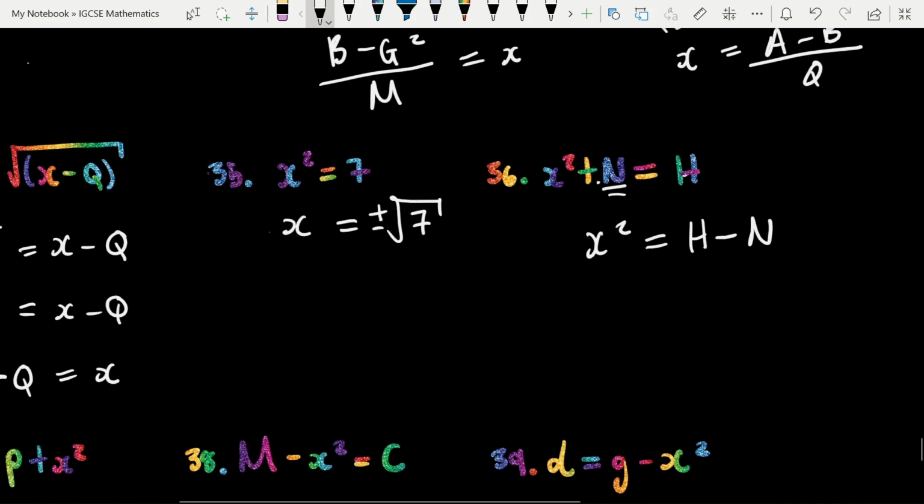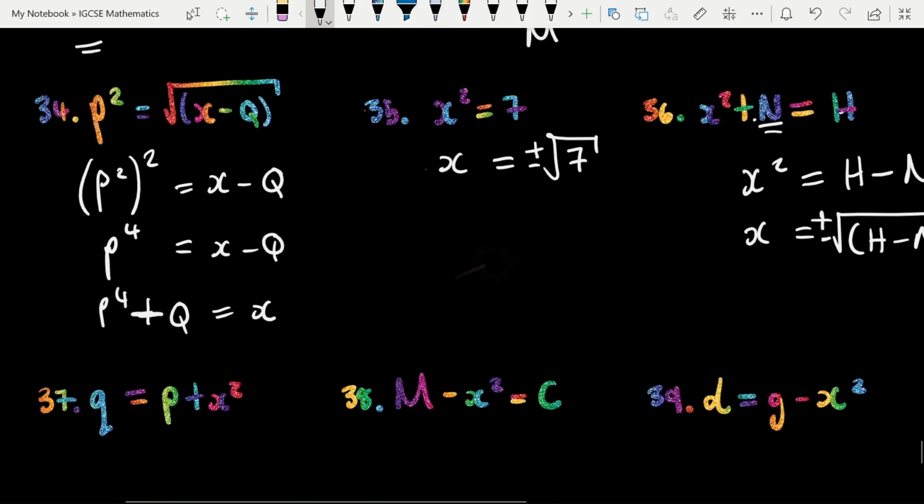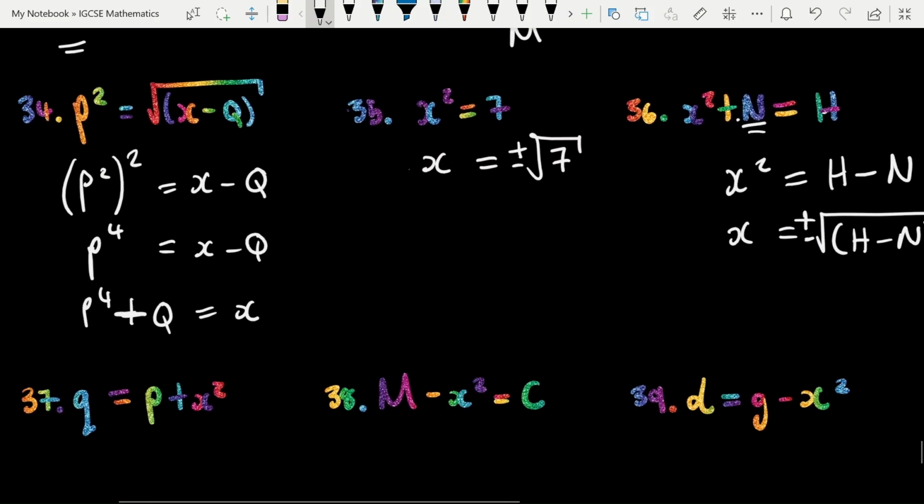I can take the power to the other side, it becomes root. x will be equal to the square root of, if there are 2 or more things, you put them in brackets like this. Square root of h minus n. We are done. But remember to put plus or minus outside, because square root yields you 2 solutions.